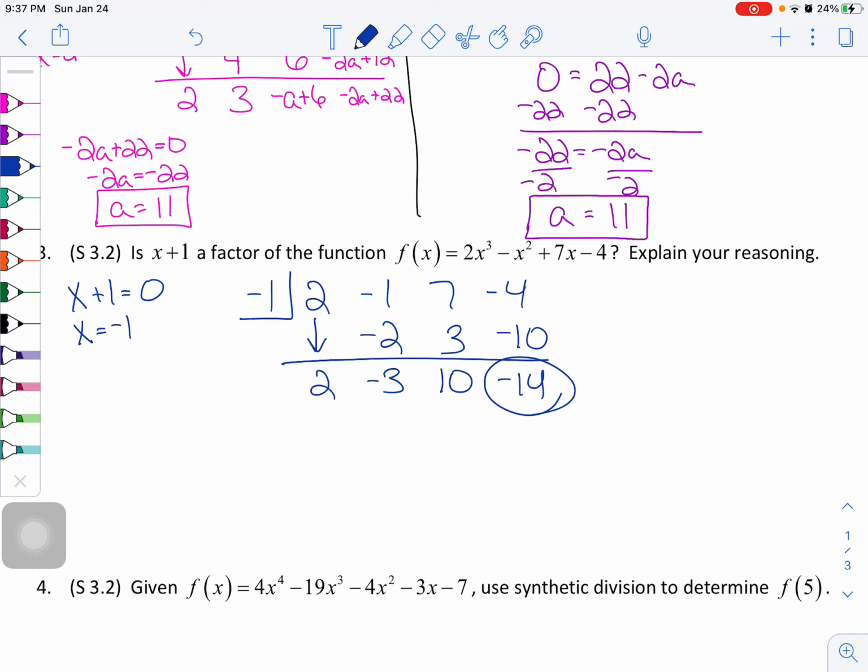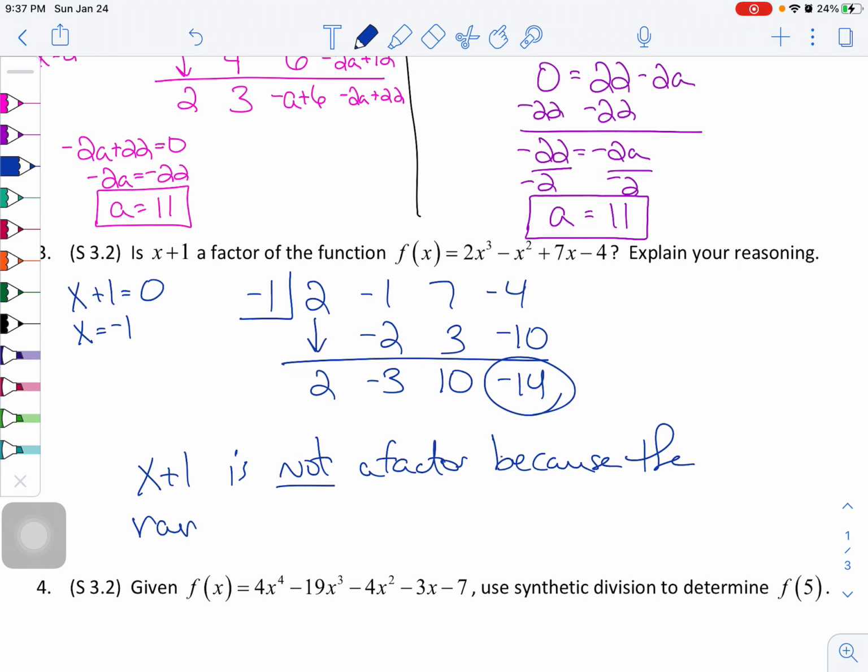That means that x plus 1 is not a factor because the remainder, helps if I spell remainder right, remainder is not 0. It doesn't matter what the remainder is. If it's anything other than 0, whatever you were dividing by is not a factor. All right, so that's number 3.